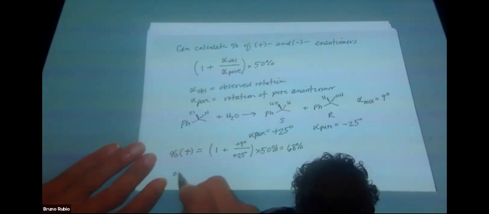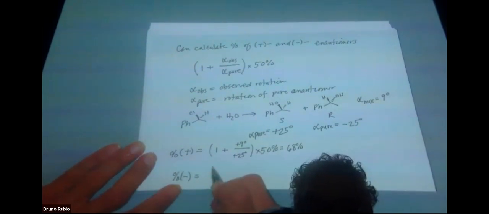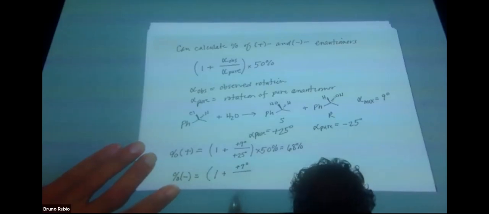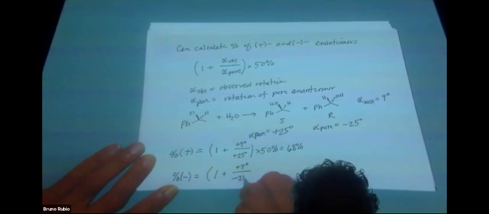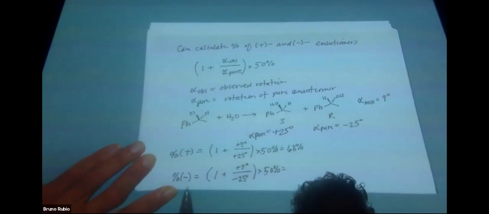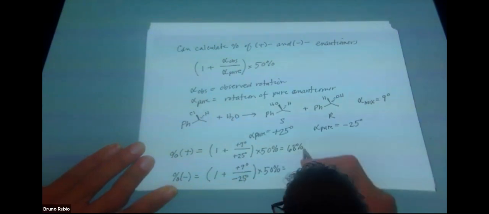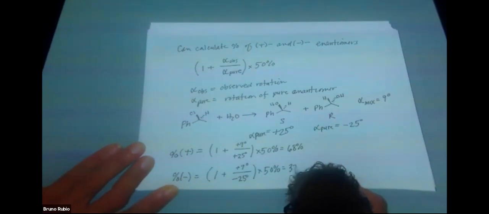All right, and so what would be the calculation of the pure minus? That would be 1 plus the observed rotation of the mixture. And what is the specific rotation of the pure levorotary guy? Well, now into this number, I would put minus 25 degrees, right? I'm calculating the amount of levorotary guy, of minus guy. So the number that I'm putting into this equation for alpha pure will be the data for the minus guy, right? Okay, and so now this is going to work out to be 32%.